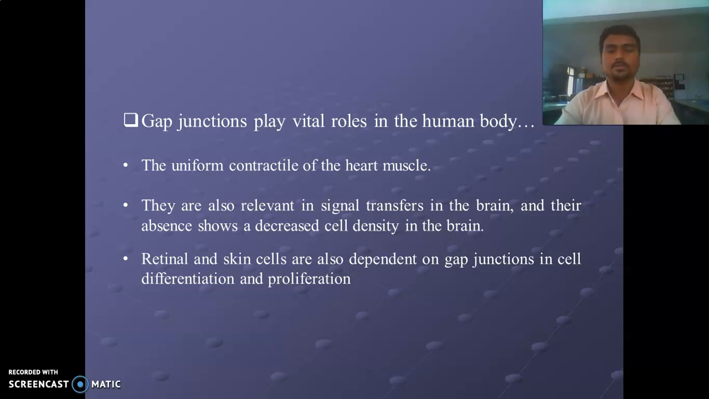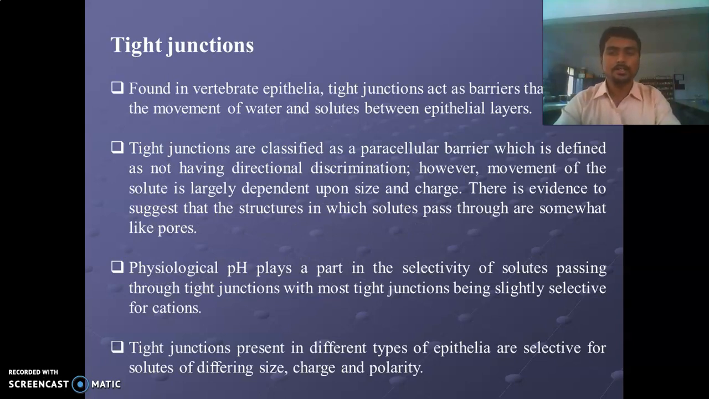Now, third one is the tight junction. It is found in vertebrate epithelia. The tight junction acts as a barrier that regulates the movement of water and solutes between the epithelium layers. These junctions are also classified as paracellular barriers, which is defined as not having directional discrimination. However, movement of the solute is largely dependent upon size and charge. There is evidence to suggest that the structures through which solutes pass are somewhat like pores.